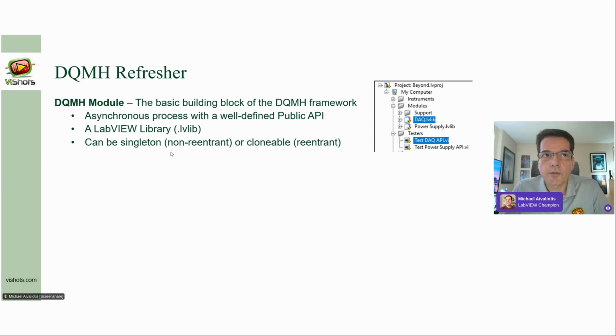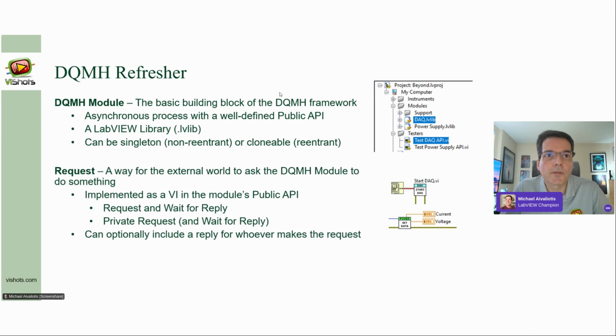Just a DQMH refresher. A DQMH module is basically the basic building block of DQMH. It's an asynchronous process. In essence, it's a LabVIEW library with a bunch of VIs, right? But one of the VIs, called the main VI, is the process, the item that's constantly in memory, receiving requests and broadcasting data. Now, there's two types of modules that can be created: a singleton or a clonable, and we'll talk about use cases for that further on in the presentation.